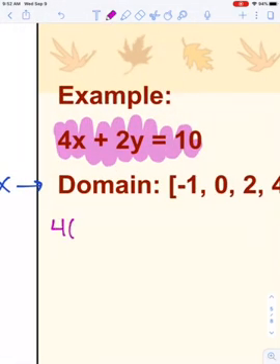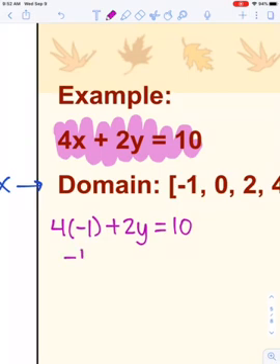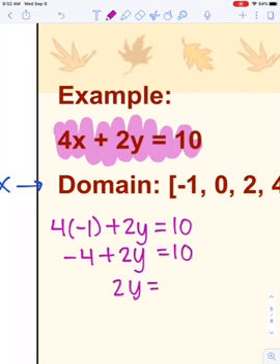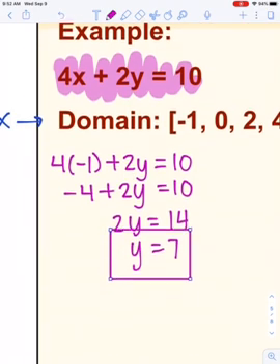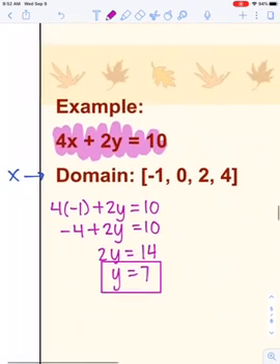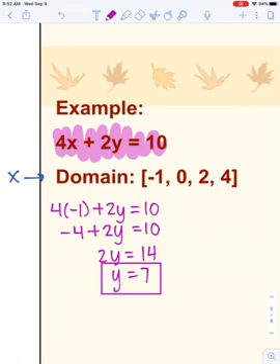If you wanted to, you could say for the first number you're plugging in for x is -1, so 4 times -1 plus 2y equals 10. 4 times -1 is -4 plus 2y equals 10. Add the 4 over, so 2y equals 14, and then divide by 2, so y is 7. Okay, there's one of your ranges. Now you would just have to do that 3 more times. That's perfectly fine. If you want to do it that way, you can.